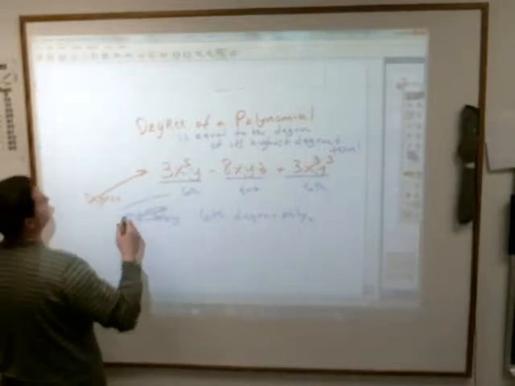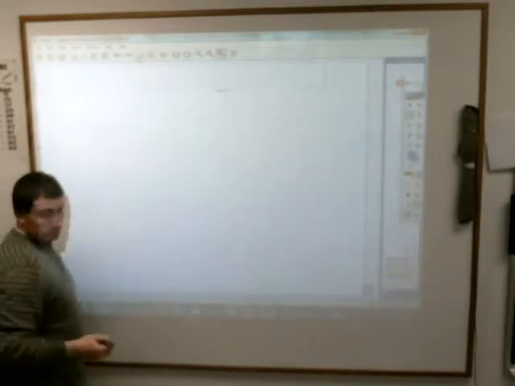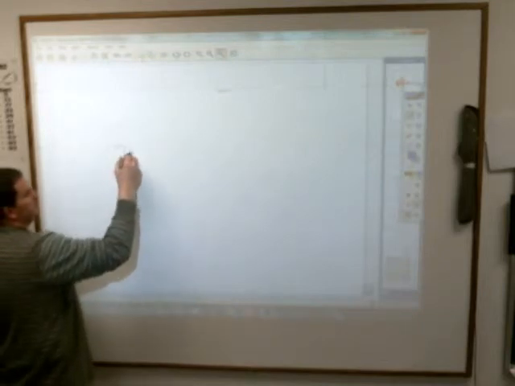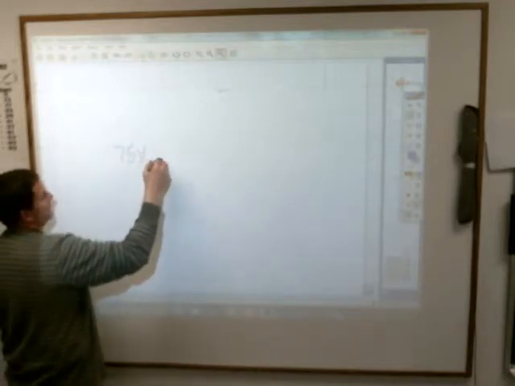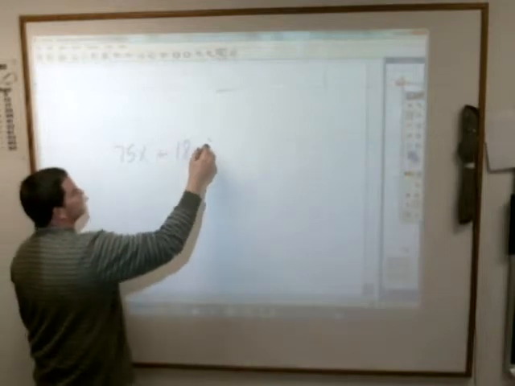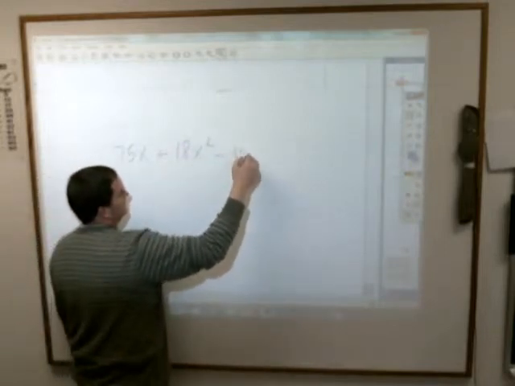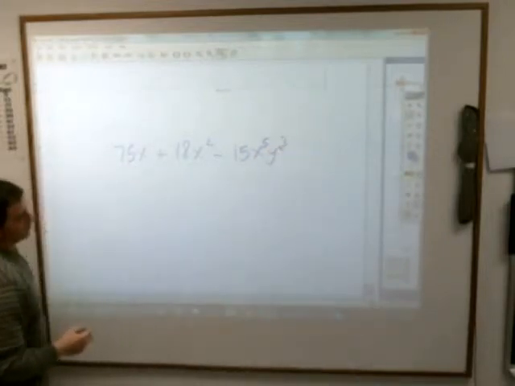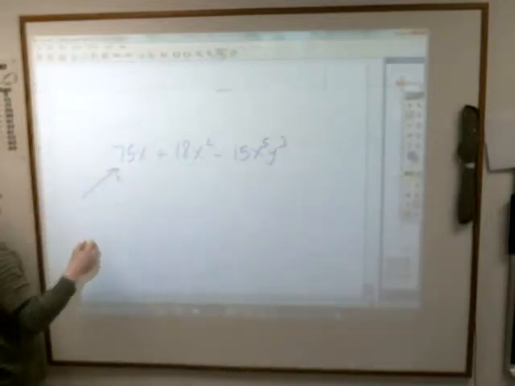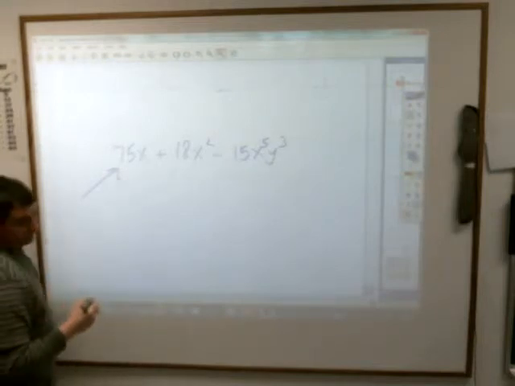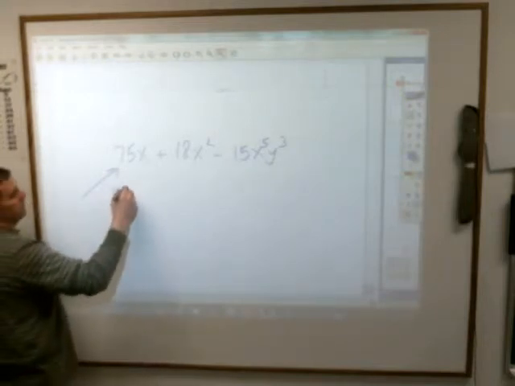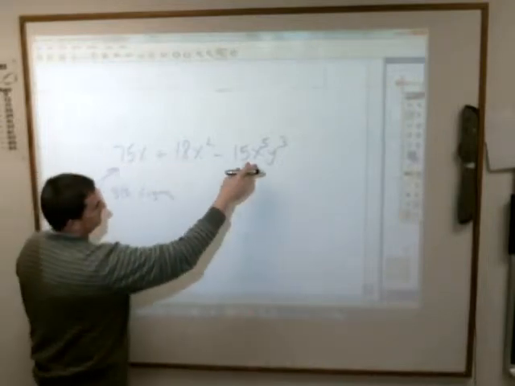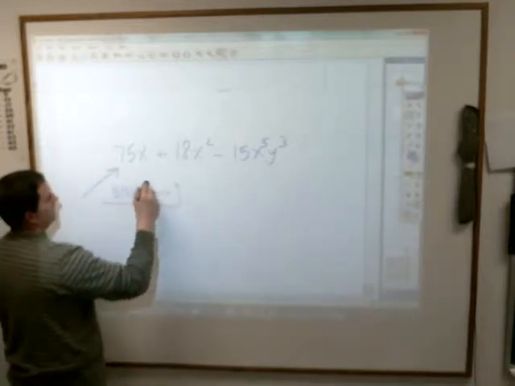Question, Lucas. What page are we on right now? 336. So if you had this: 75x plus 18x squared minus 15x to the 5th y to the 3rd, what is the degree of this polynomial? Yeah, it's the 8th degree. Why is it the 8th degree? This is a degree of 1, a degree of 2, that's a degree of 8. You always take the highest degree.